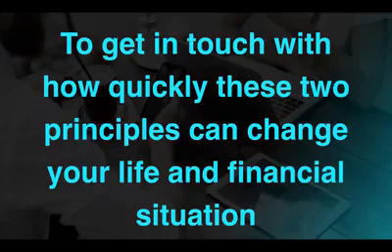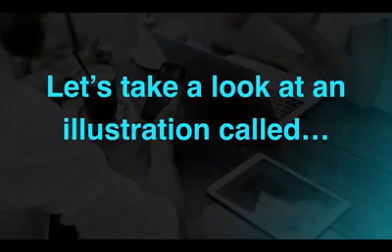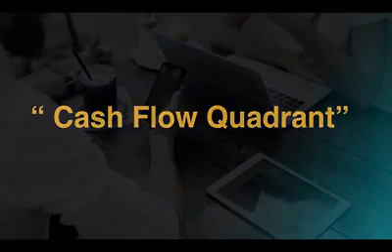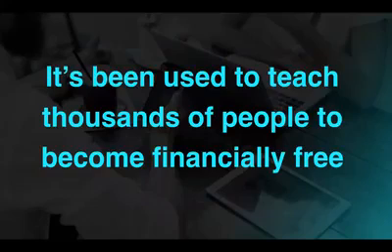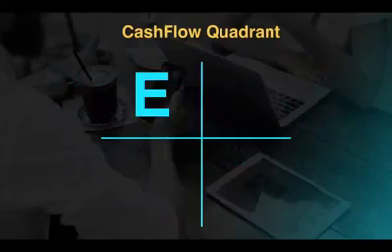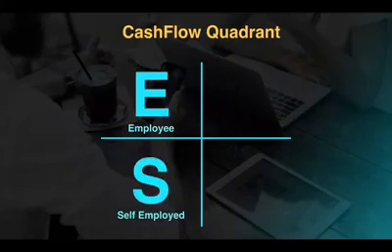To get in touch with just how quickly these two principles can change your life once you apply them and change your financial situation, let's take a look at an illustration called the cash flow quadrant. You might have heard of it. The cash flow quadrant was created by Robert Kiyosaki decades ago. It's been used to teach thousands of people successfully to become financially free. It's the starting point, understanding the E, which stands for employee, and the S, which stands for self-employed, trades their time for money and can therefore never build wealth.